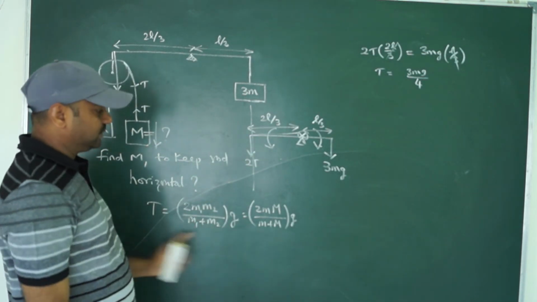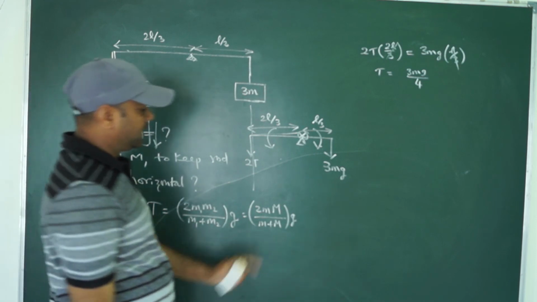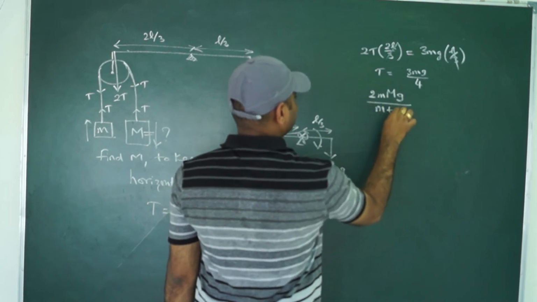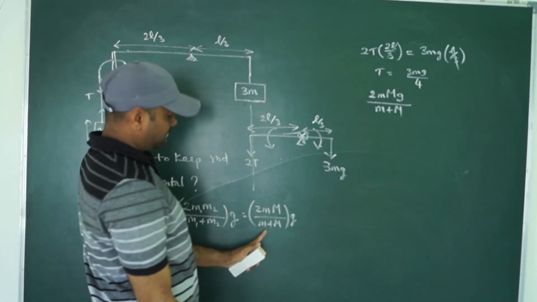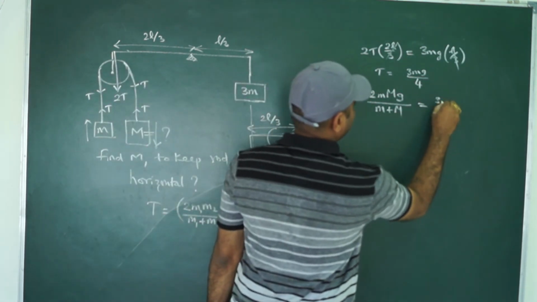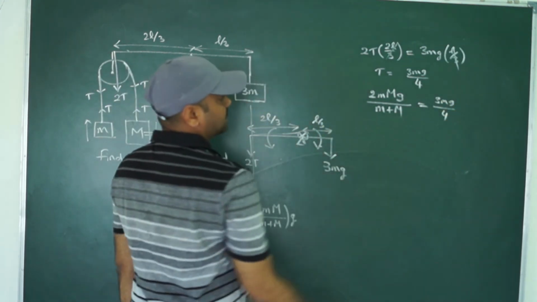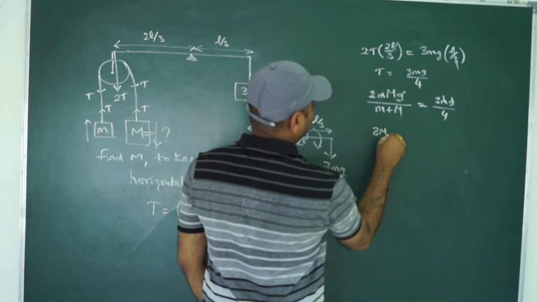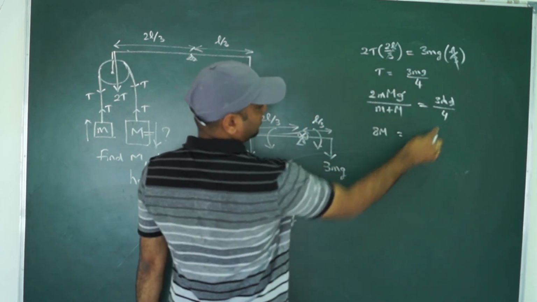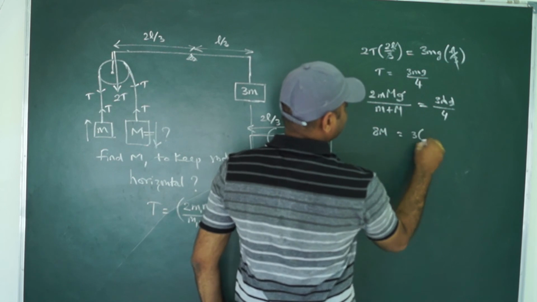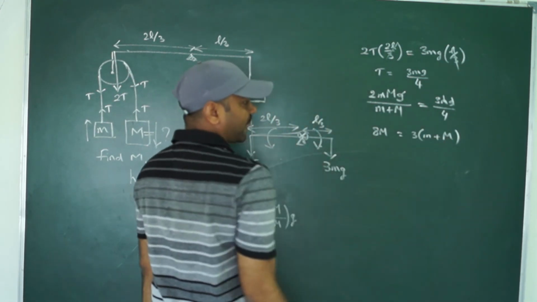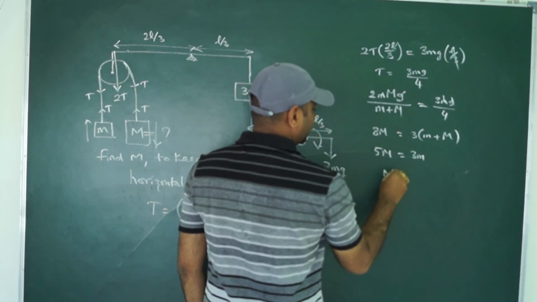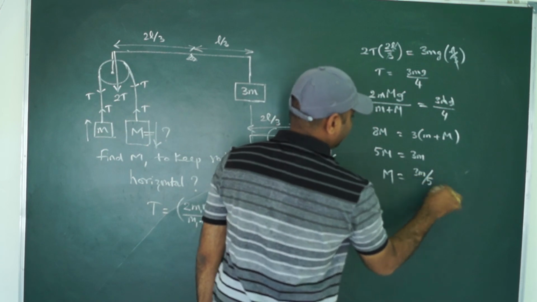But I already know the tension value by Newton's laws of motion, so I equate the two. 2 small m capital M into g by (small m plus capital M), the tension acting in the string, is equal to 3mg by 4. So small mg cancels out. Now cross multiply: 8 capital M is equal to 3 times small m into (small m plus capital M). Then 3M goes to this side, so 5M is equal to 3 small m. Then the capital M value becomes 3m by 5.